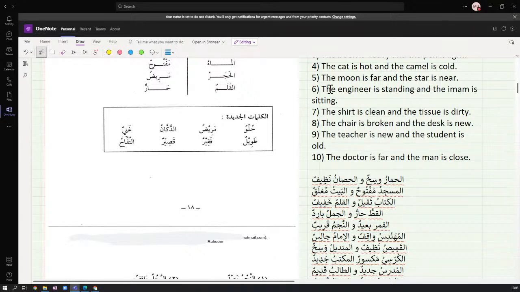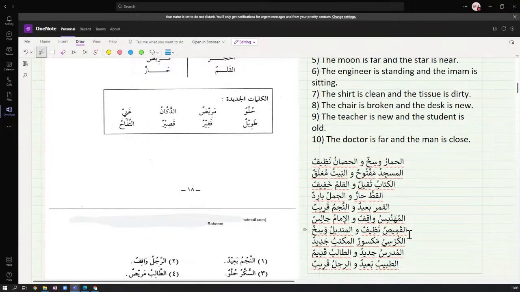In the sixth sentence, the engineer is standing and the imam is sitting. المهندس واقف والإمام جالس. Then we had the shirt is clean and the tissue is dirty, or the handkerchief. القميص نظيف والمنديل وسخ. And then number 8, the chair is broken and the desk is new. الكرسي مكسور والمكتب جديد.